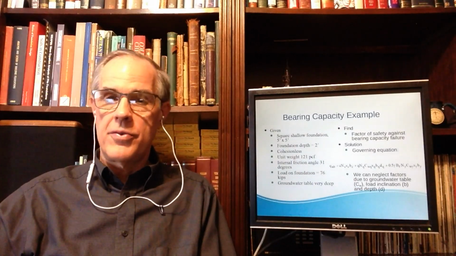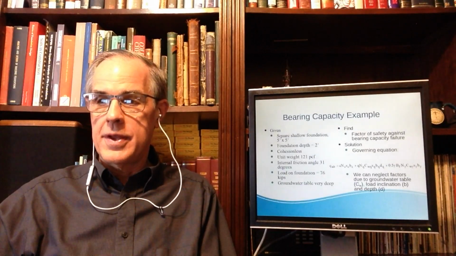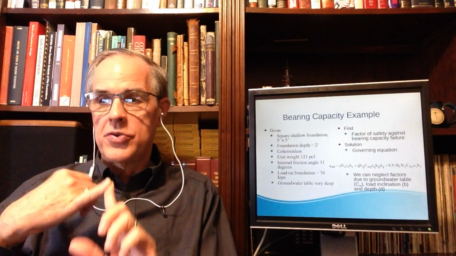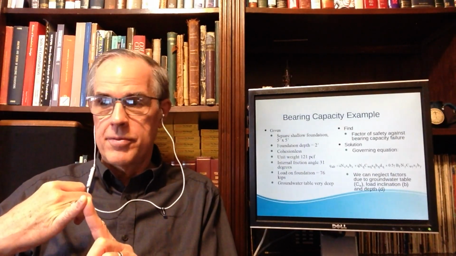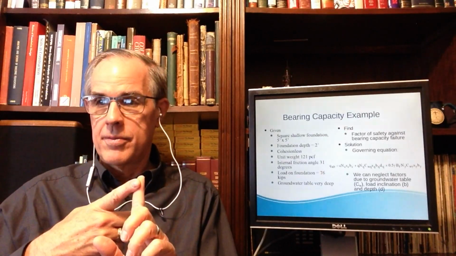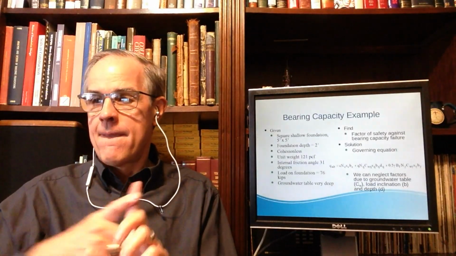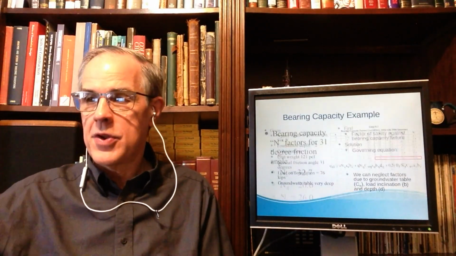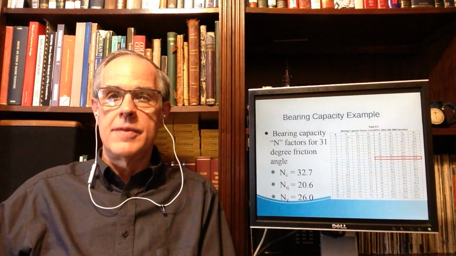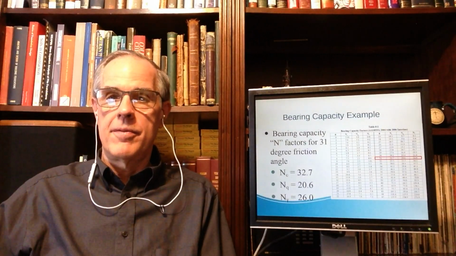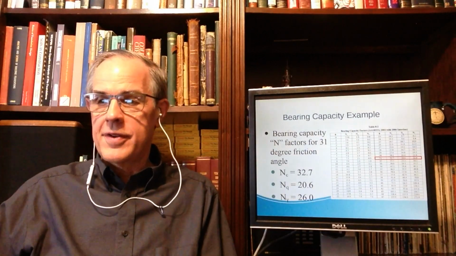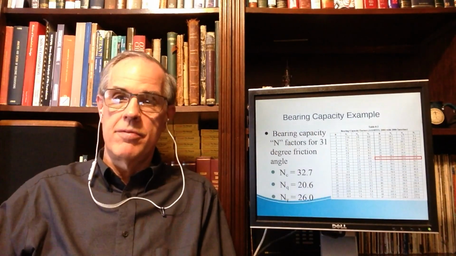The governing equation is the one that we presented earlier with the factors. We're going to ignore the factors due to groundwater table, the CW factors, and the load inclination, the B factors, which I just discussed, and the depth factors. So first thing we do is compute bearing capacity factors for a 31 degree friction angle. Look it up in the table. That's easy enough. You get an N_c of 32.7, N_q of 26, and N_gamma of 26. That's it.